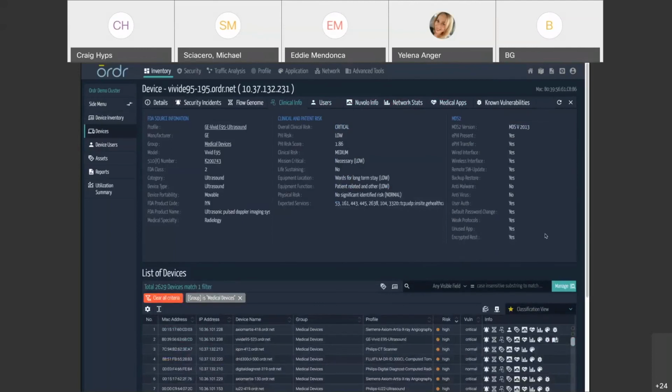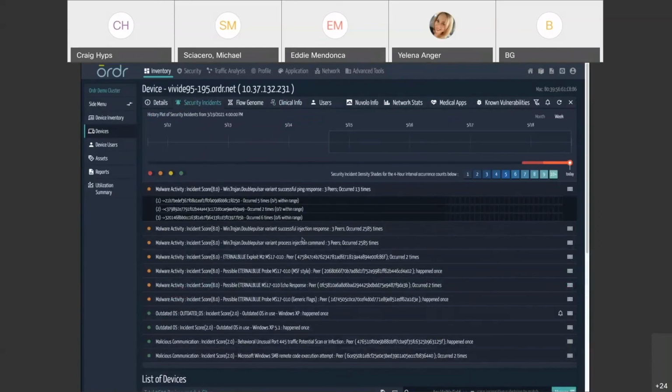It can provide me more details in terms of the clinical information. So correlation to things like MDS2 forms, leveraging the 510K numbers for the FDA to get more specifics into that device, as well as the risk for this particular device, and understand what is the expected communications, what is the risk level at multiple factors. And we are monitoring for different security risks. This particular device certainly has a lot of activity going on with it.